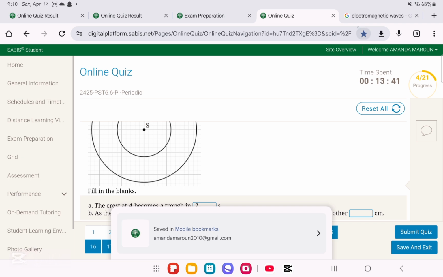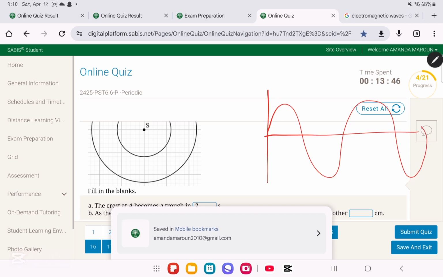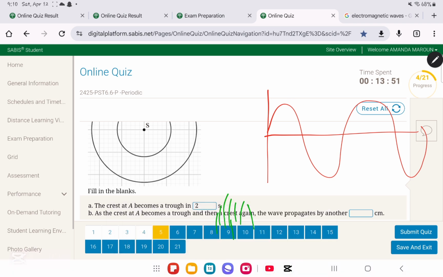So they said again, this is what we are dealing with. They said, as the crest becomes a trough, so this is the crest, it became the trough, and then it became a crest again, which is this distance over here.